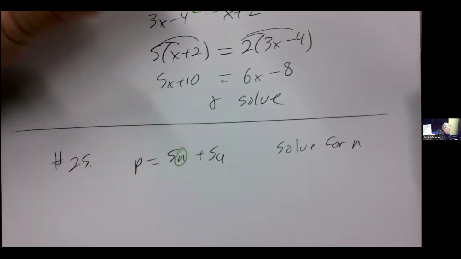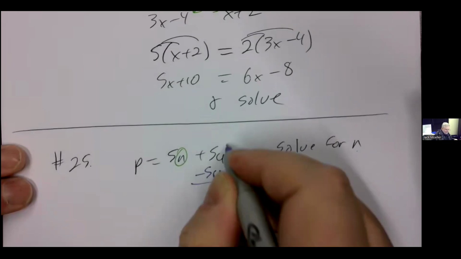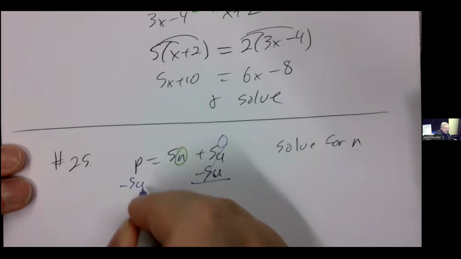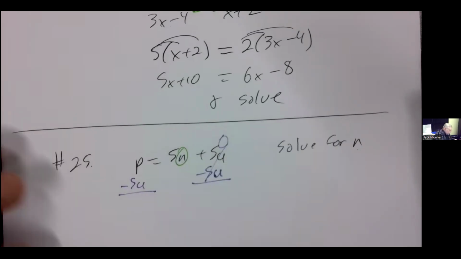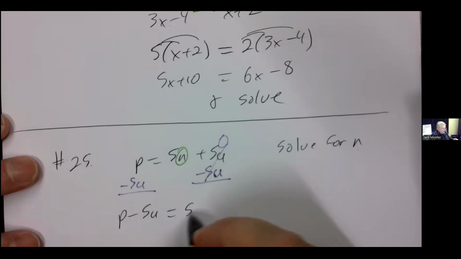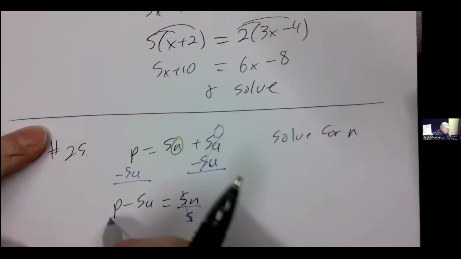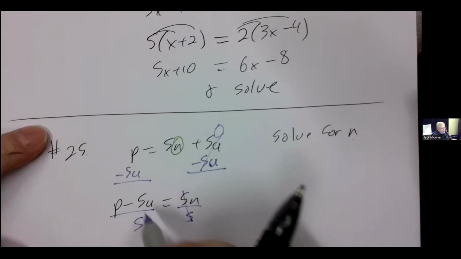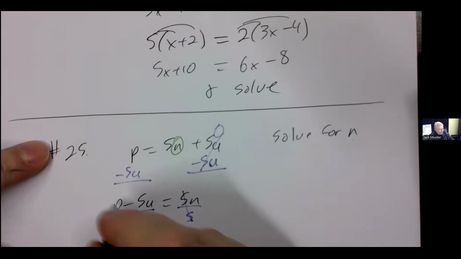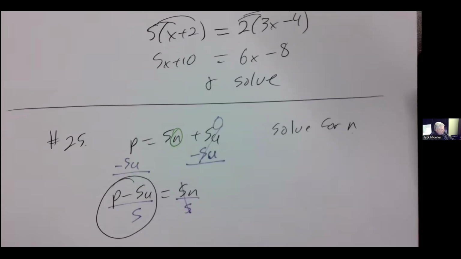When we subtract 5u, it moves to 0. What we do to one side, we have to do to the other. Those are unlike terms, so don't do anything with them because you can't. So you have p minus 5u equals 5n, and now we can divide by 5. And then once you get your variable, stop. Don't try to simplify that anymore, because then you can just start introducing mistakes. Once you get your variable isolated, that's good enough for me.